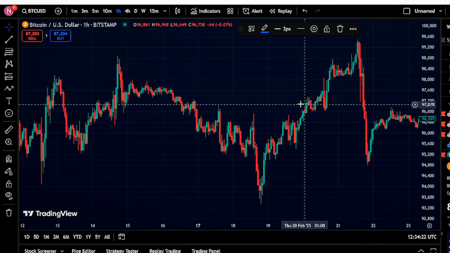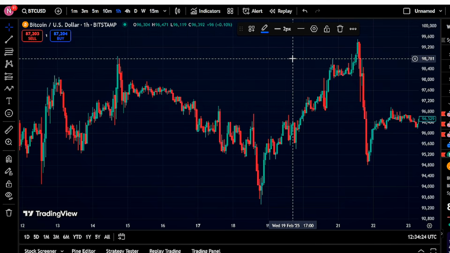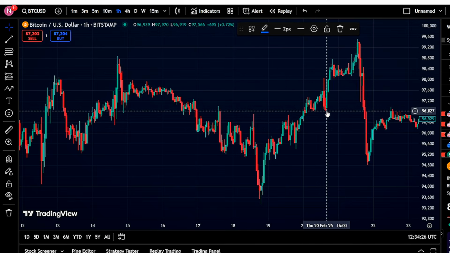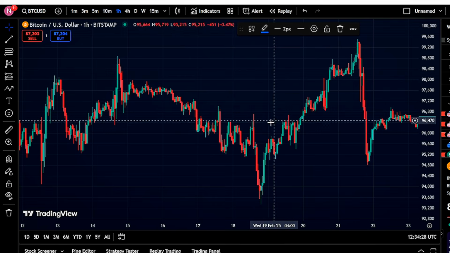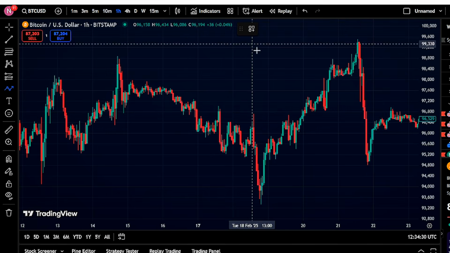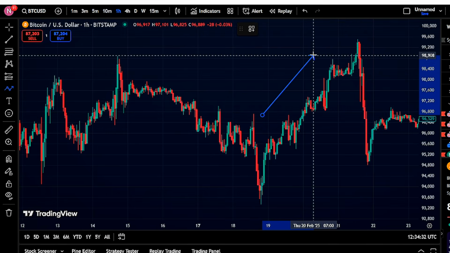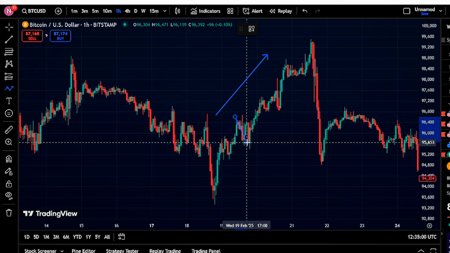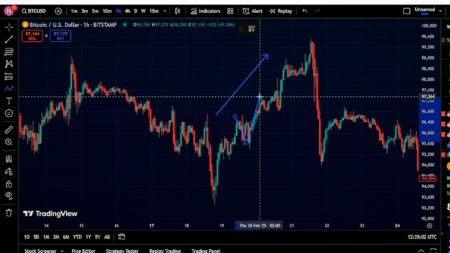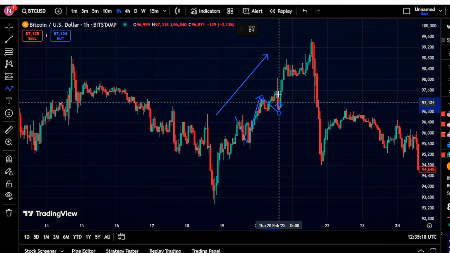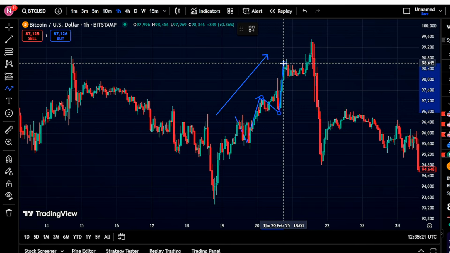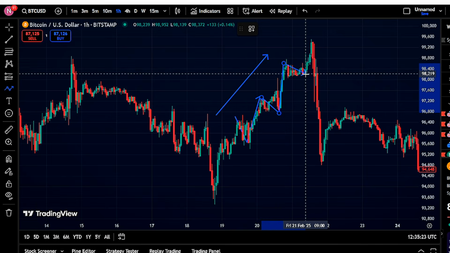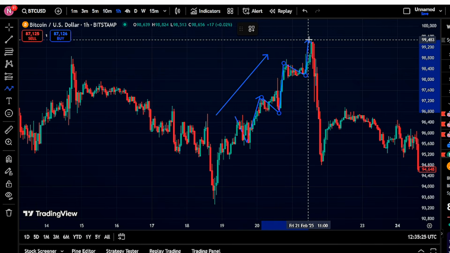Now check this out. Let's start from this very point, right? The market was on the uptrend from here, so I'll just draw this line. If you notice, the market was on the uptrend. We're going to call from this point a higher high, higher low, higher high, because it came up more than where it was before. Higher low, higher high, because it came up higher than where it was before. Now higher low, higher high, because it came up higher than where it was before.